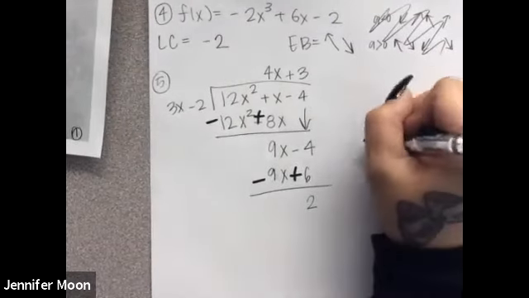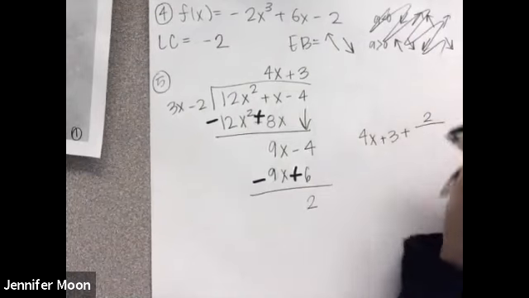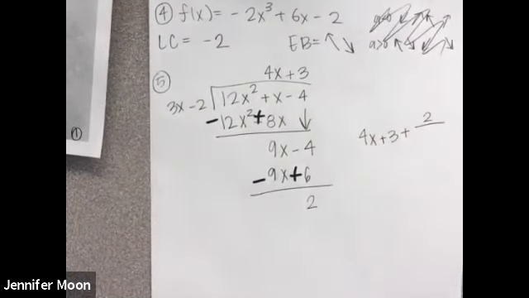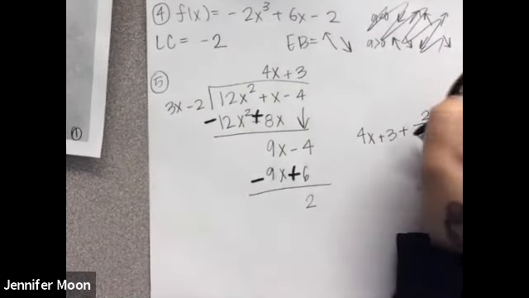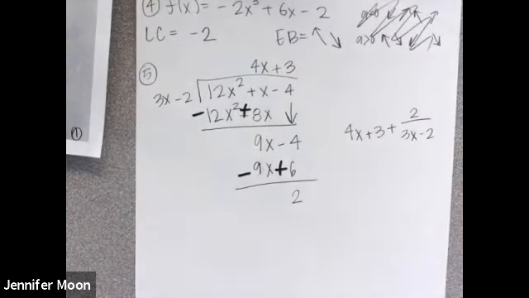That's your remainder. Your answer, it will tell you to write it in the form of quotient with your remainder over your divisor. So that would be your final answer. It's 4x plus 3 plus 2 over 3x minus 2.